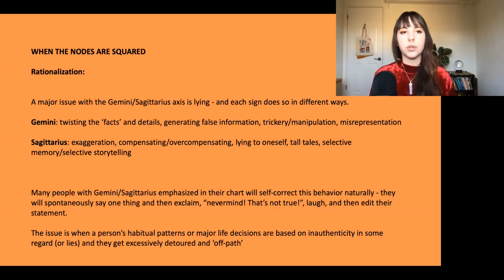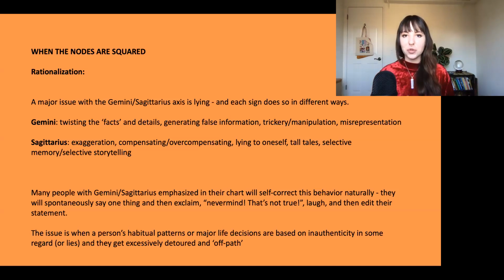Also, a challenge for them is rationalization. As I was saying before, a major issue with this axis of Gemini and Sagittarius is lying, and each sign does so in different ways. Gemini can twist the facts and the details, or even just generate false information, trickery and manipulation, and also misrepresentation. And then Sagittarius will exaggerate and overcompensate. So we lie to ourselves when we're like, yeah, this is fine, this is great.